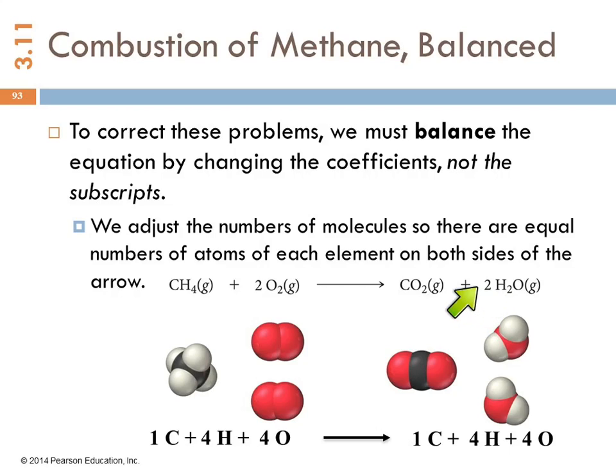And so then there's 4 hydrogens there and 4 here. And then over here we had 2 oxygens, and now we have 2 oxygens there, but we only had 2 over here, so we need to put a number 2 in front of that. And now we end up with 1 carbon, 4 hydrogens, 4 oxygens on each side of that arrow. Any questions?